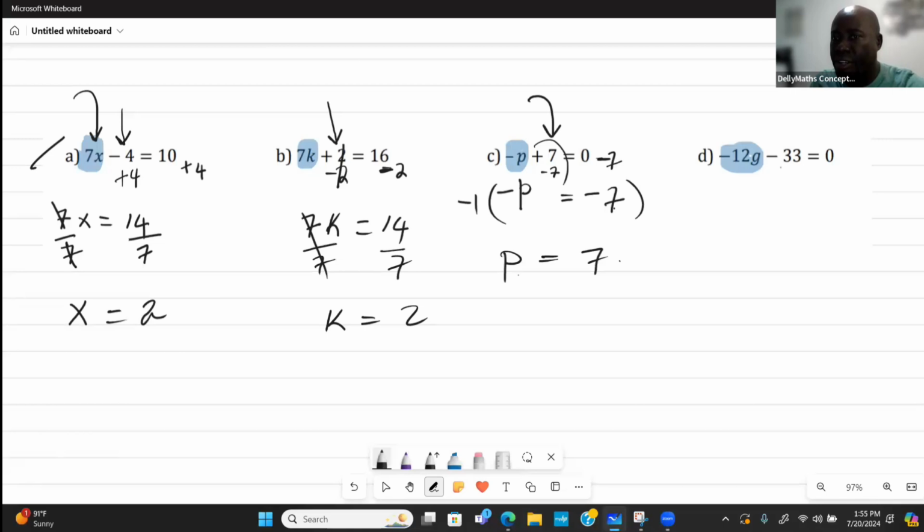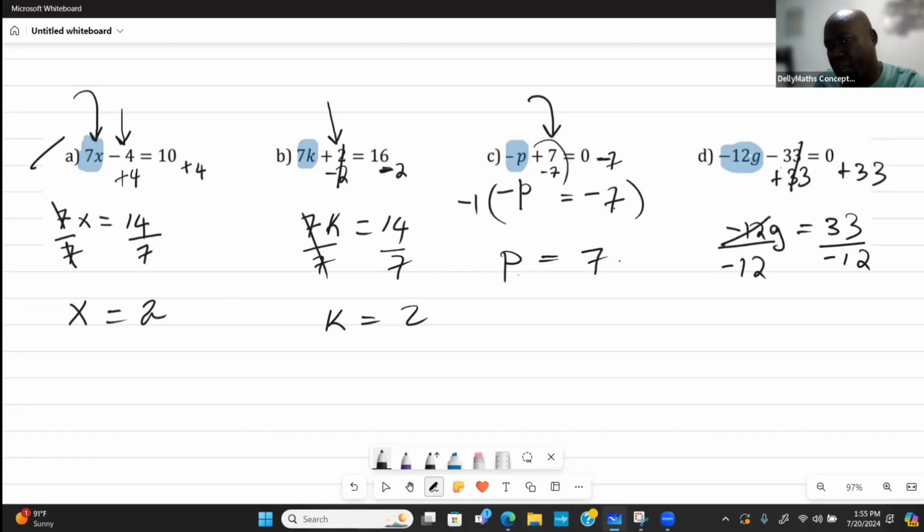I'm going to get rid of this 33. So what I'm going to do is add 33 to both sides. So now that I've done that, I'm going to rewrite negative 12g. The positive and negative 33 cancel, and I'm left with 33 here. Then I'm going to divide both sides by negative 12, since the negative 12 is multiplying to the g. So if I cancel negative 12 over here, I'm going to be left with g is equal to.